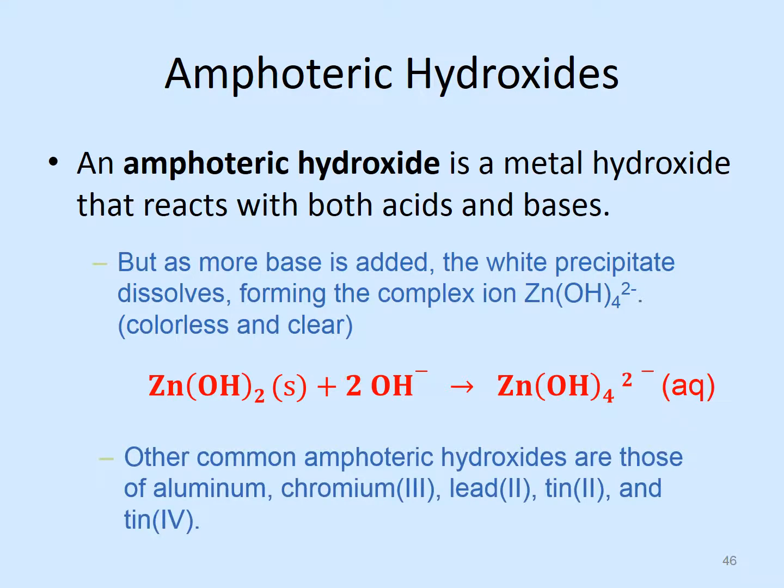Some other amphoteric hydroxides are aluminum, chromium, lead, and tin, both tin 2 and tin 4. They work in a similar way.